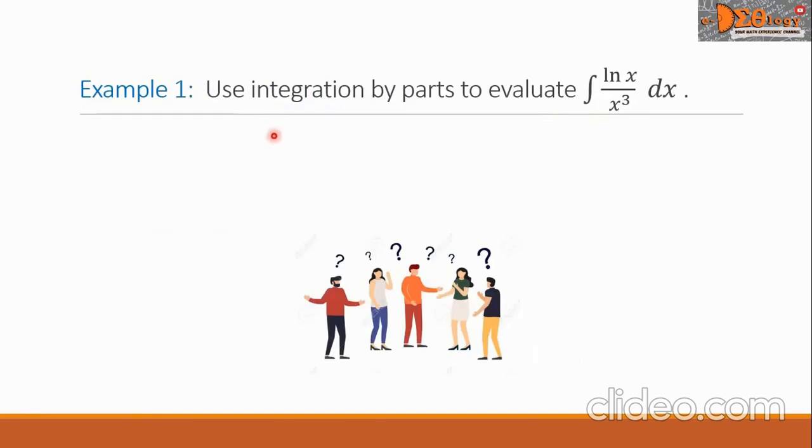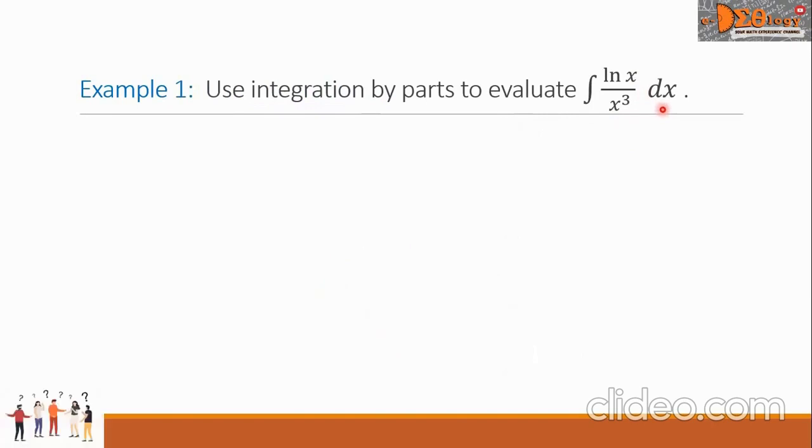This is example 1. Use integration by parts to evaluate the integral of ln x over x cubed dx. For our solution, first let us rewrite the integral to be the integral of x raised to negative 3 times ln x dx.